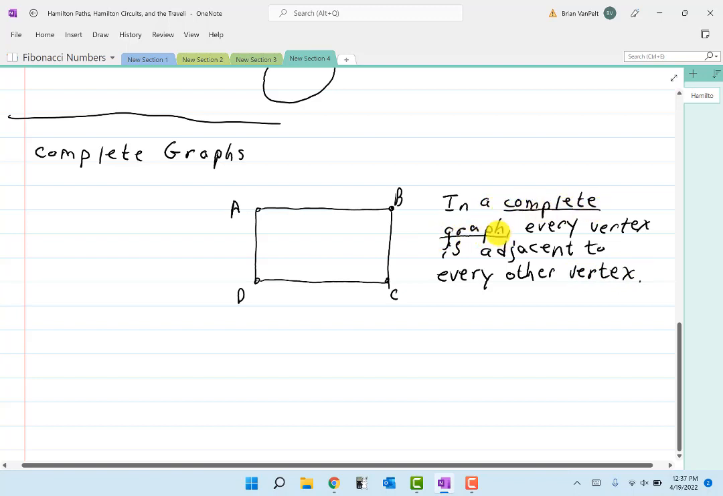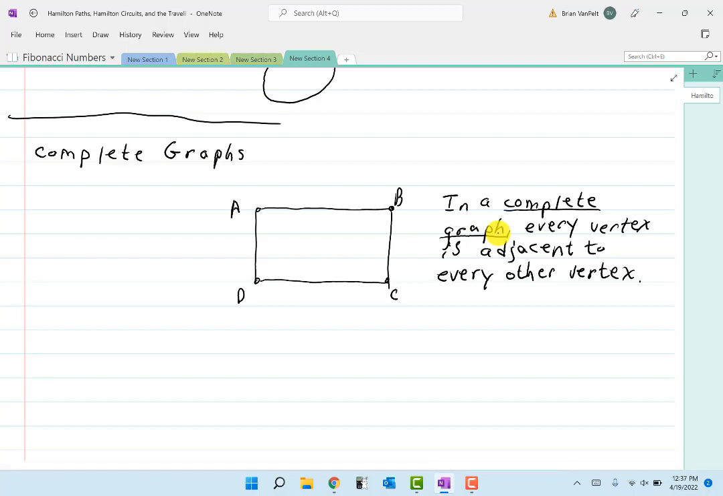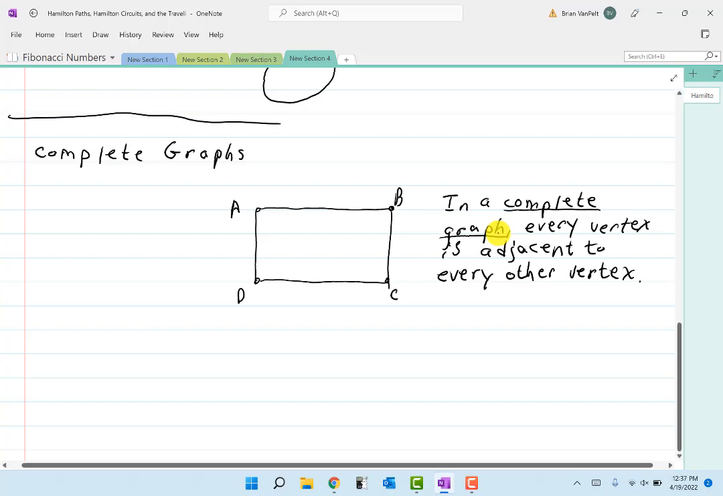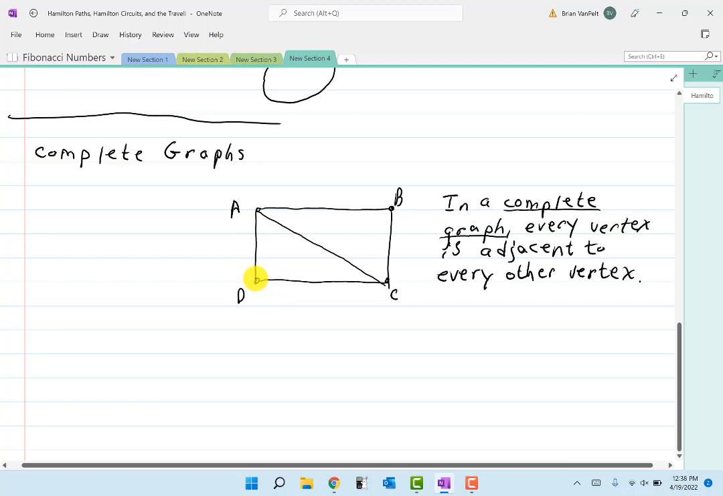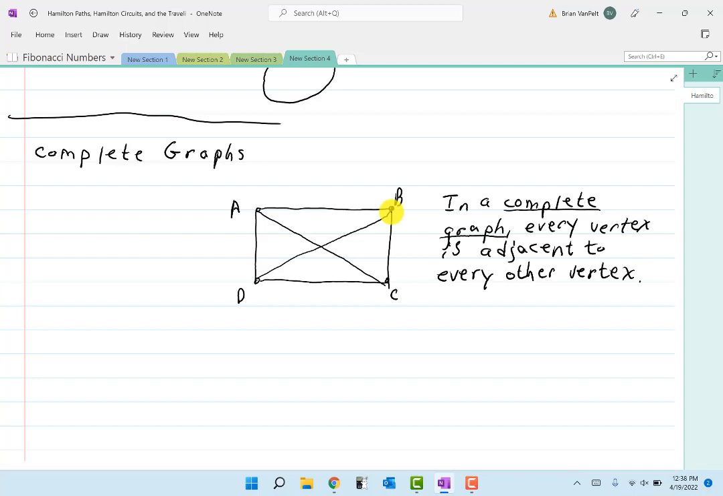So if you look at the graph that I have here, A and B, they are adjacent to each other, but A is not adjacent to C. So the way I can make that happen is drawing one of these, say. So now A is adjacent to C. So A is adjacent to all of the other vertices. However, if I look at B, B is not adjacent to D. And there, B is now adjacent to D. In fact, now every vertex is adjacent to every other vertex.